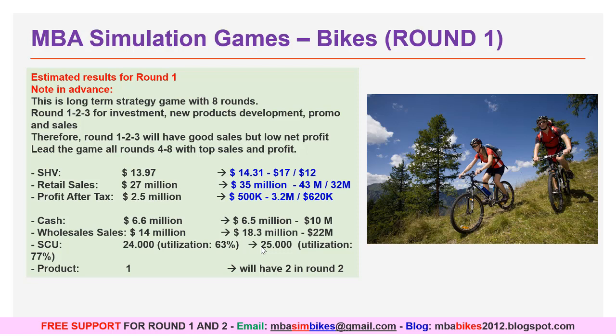If you follow the suggested, we can get quite good result. For example, we can get the SHV or shareholder value of 17 compared with competitor 12, and also we can get retail sales from 35 to 43 million compared with competitor 32 million, and profit after tax of 3 million compared with competitors 600,000, and cash in hand we can get very good cash in hand, and also wholesale sales. So in the second product, when we get the 2 products to sell in 2 segments, we can double sale and double profit.